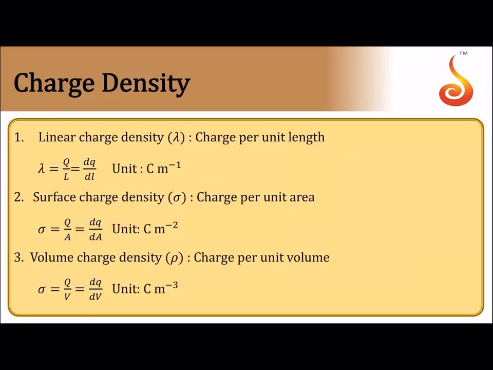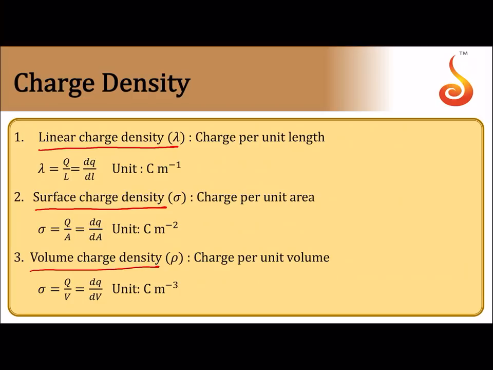Charge density, as the name suggests, is amount of charge present on a conductor or any distribution divided by maybe length, maybe area, maybe volume. There are three types of charge densities for our calculation. Number one, linear charge density. Number two, surface charge density. Number three, volume charge density. What are these three things?